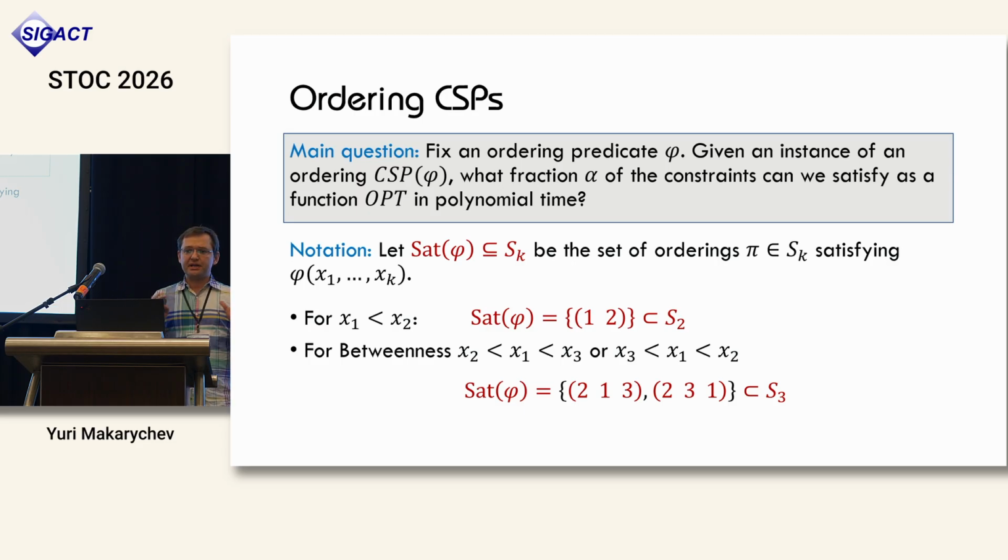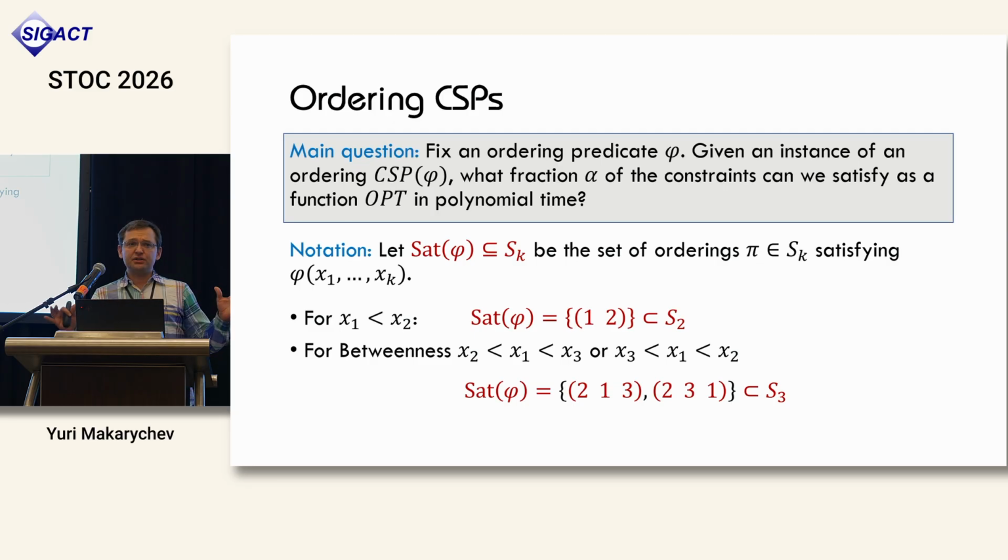Let's fix a predicate phi, or more generally, a constraint language. Now, given an instance of ordering CSP with predicate phi, what fraction alpha of the constraints can be satisfied, as a function of the optimal value for this instance, in polynomial time?